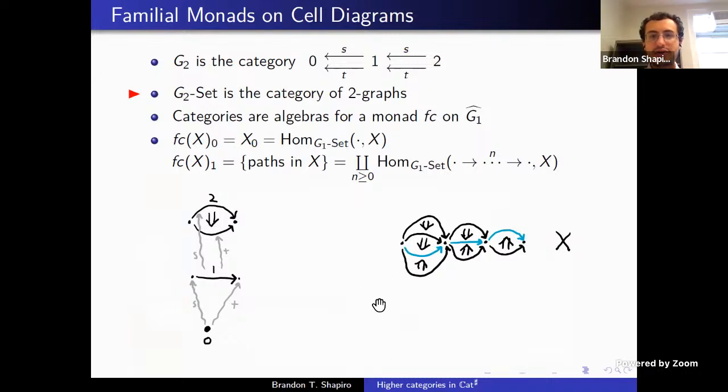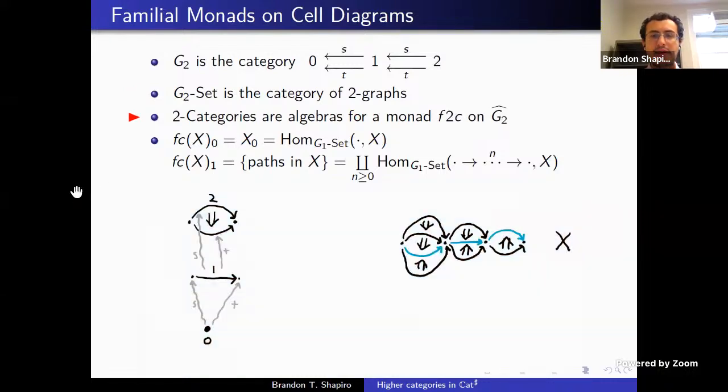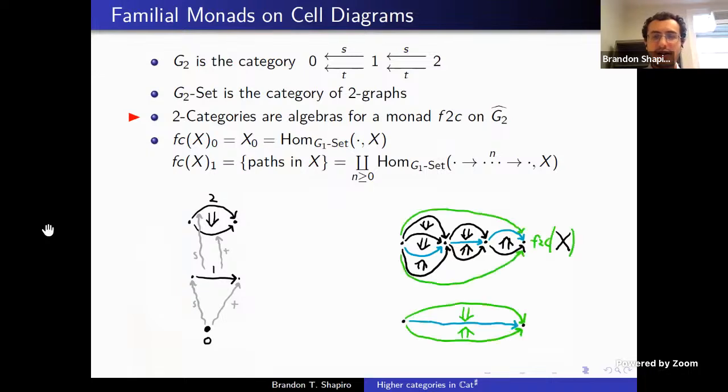And we can sort of do this whole picture again, where we get the two categories are algebras for a monad on these two graphs. So I'm going to call this monad F2C for free two category. And what does that look like?